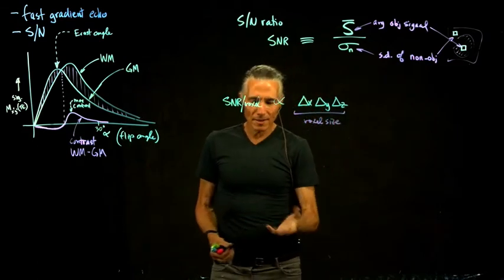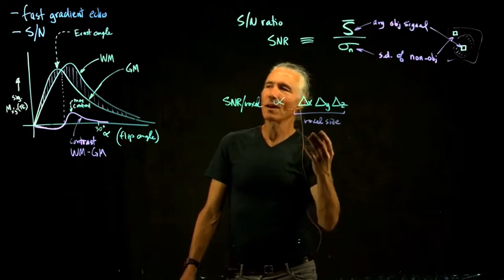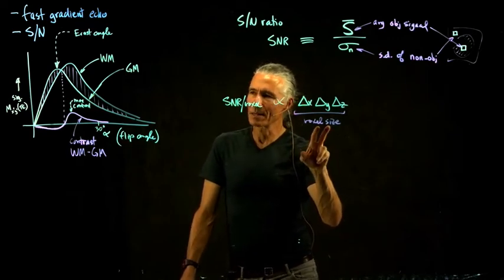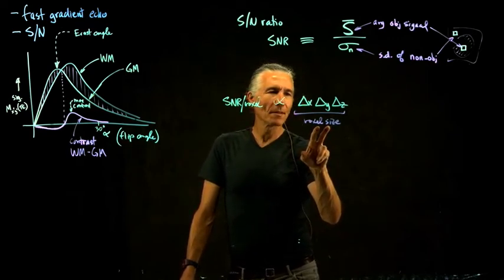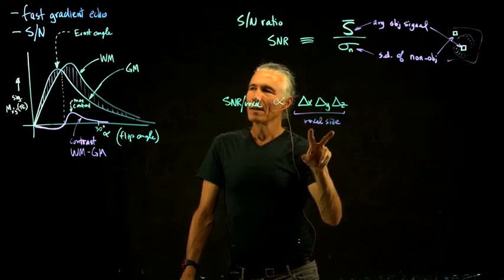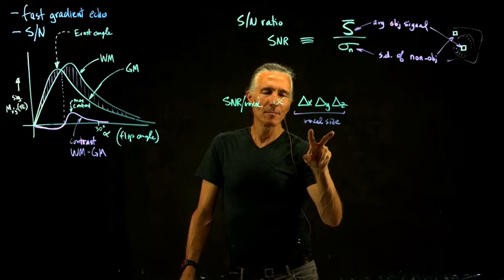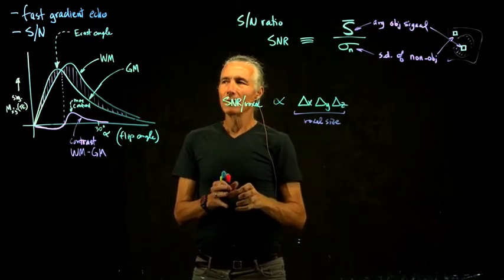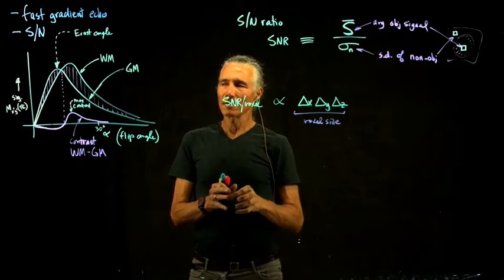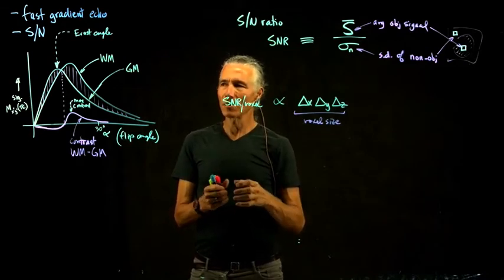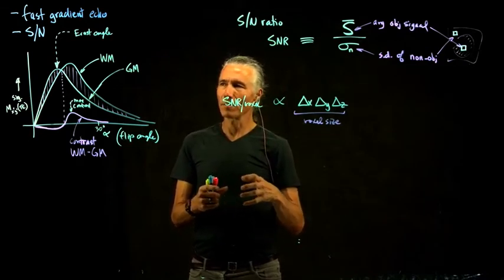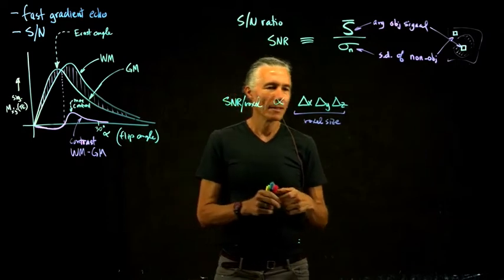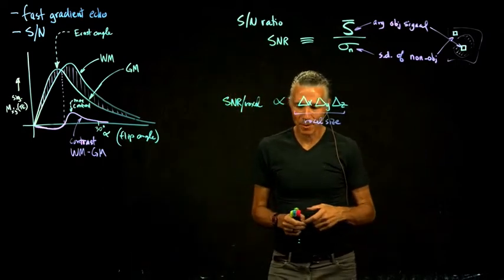So let's just run some simple calculations. If you have a 3 by 3 by 3 voxel, that's 27 cubic millimeters. If you have a 2 by 2 by 2 voxel, that's 8 cubic millimeters. So going from a 3 by 3 by 3 to a 2 by 2 by 2, you lose two-thirds of your signal to noise. You got about 3 times as much signal to noise going from 2 by 2 by 2 to 3 by 3 by 3. So voxel size is really important.